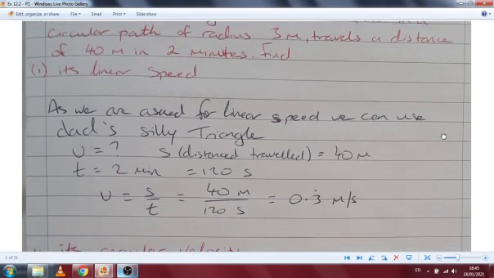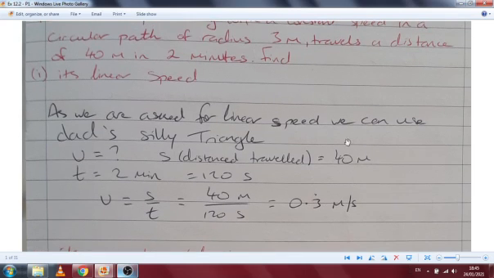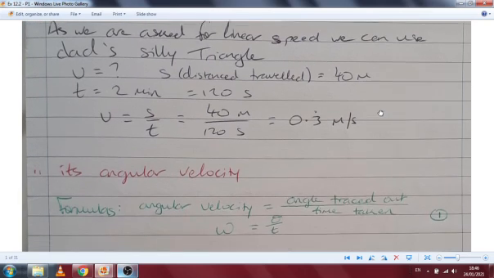As we're asked for linear speed, we can use the classic formula triangle applied to the circle. Velocity is what we're looking for. The distance traveled, s, is 40 meters. Time is 2 minutes, which is 120 seconds. So velocity is distance traveled over time taken: 40 meters over 120 seconds. That's 0.3 recurring meters per second, so 1/3 of a meter every second.